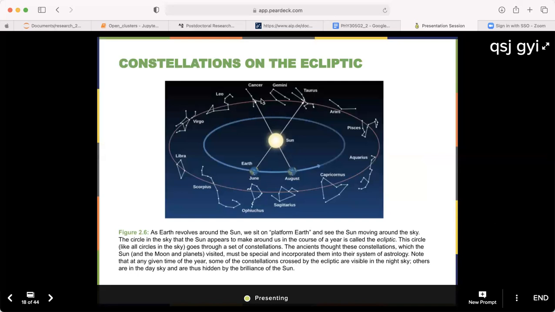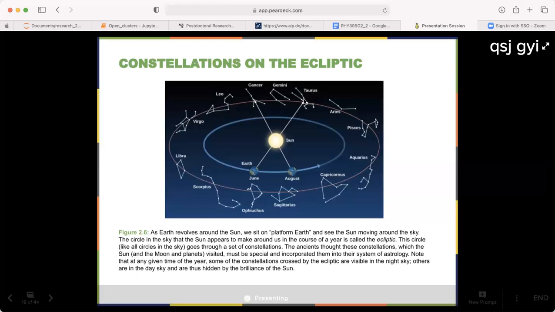So it goes through different constellations. In the background, there are different constellations. For example, when the Sun and Earth are in this particular arrangement in August, then the constellation in the background is Cancer, right? And then when the Earth goes into this orientation with the Sun, then you have the constellation Taurus in the background. So that's how you understand it.